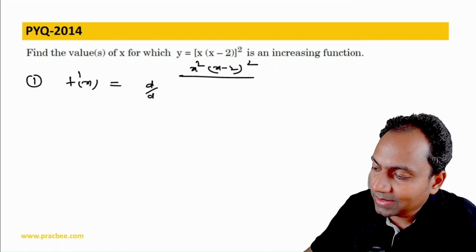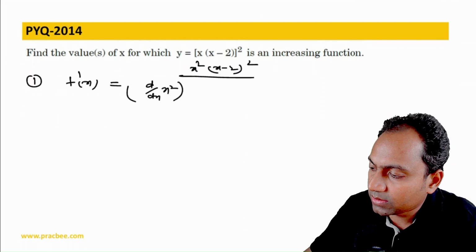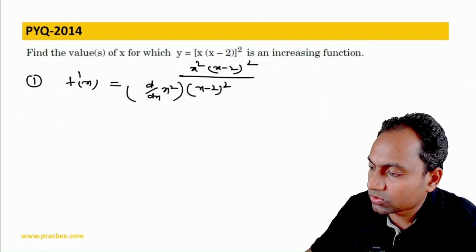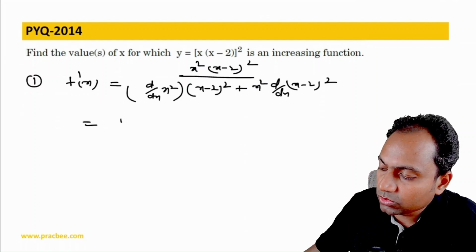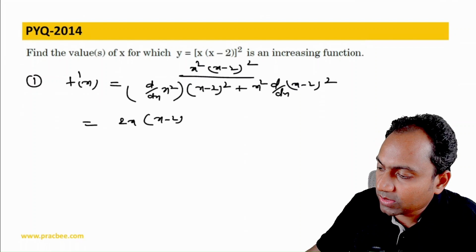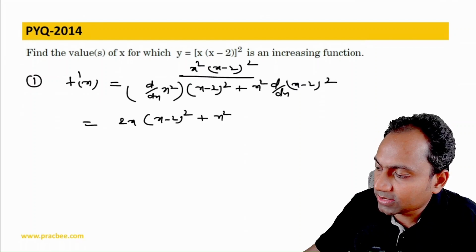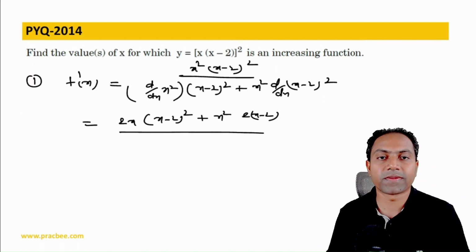So d by dx of x square we will have to write, then x minus 2 whole square, plus x square into d by dx of x minus 2 whole square. And if I do so, the first part becomes 2x into x minus 2 whole square. The second becomes x square into 2 into x minus 2. This is what we are getting.